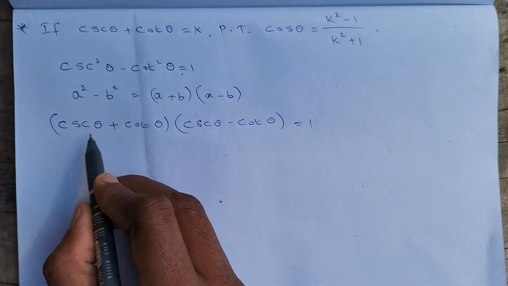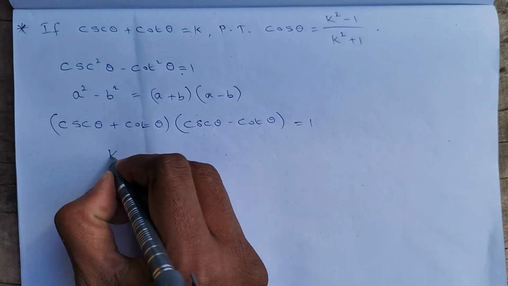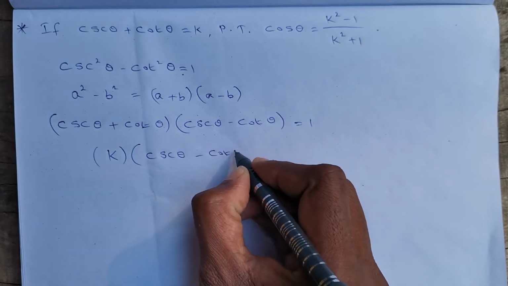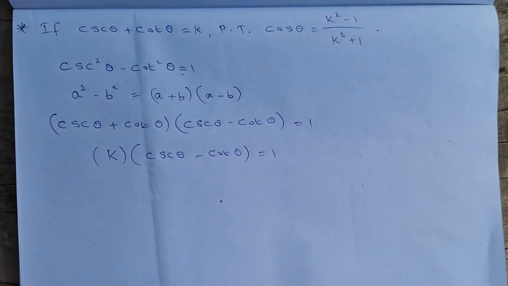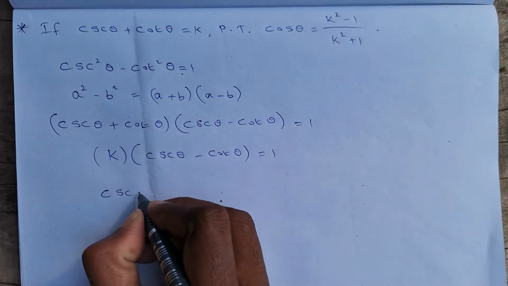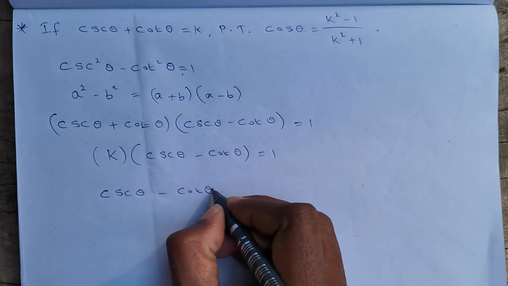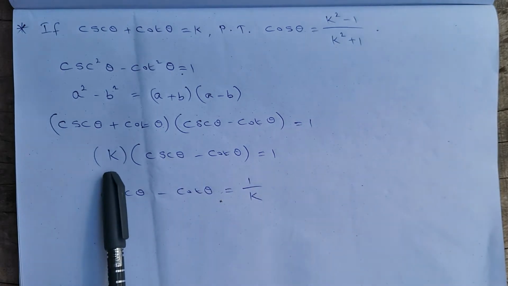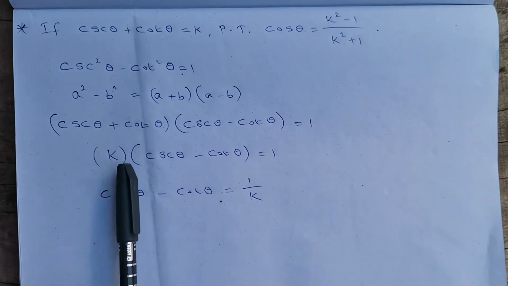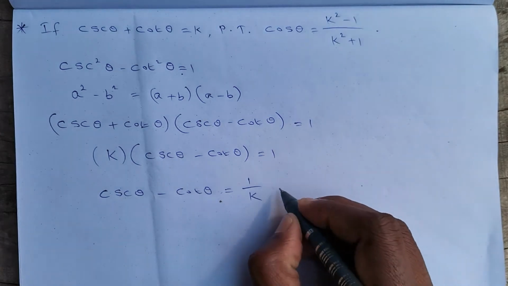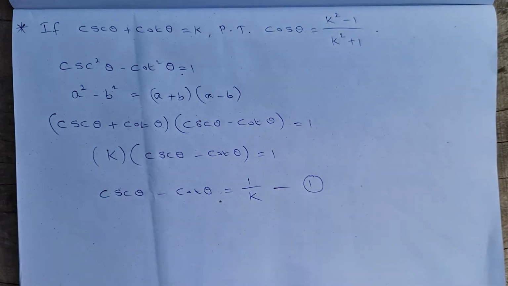So in the place of cosecant theta plus cot theta, let us substitute k: k times (cosecant theta minus cot theta) equals 1. Now I will take k to the right side. So we will get cosecant theta minus cot theta is equal to 1 by k. The k which is multiplied on the left side, if I take it to the right side, it becomes division. So we get 1 by k. Now this is equation number 1.